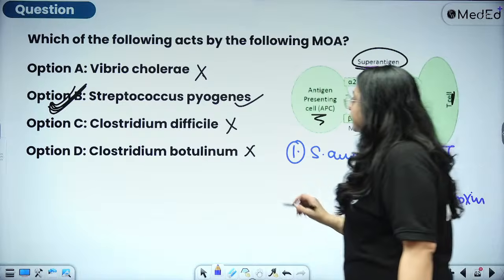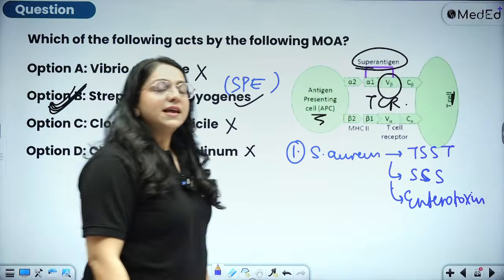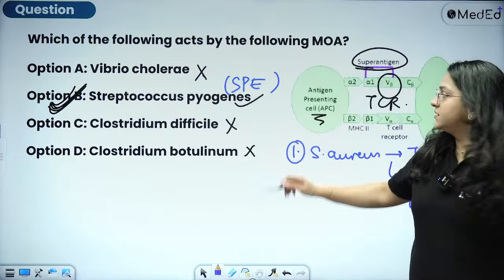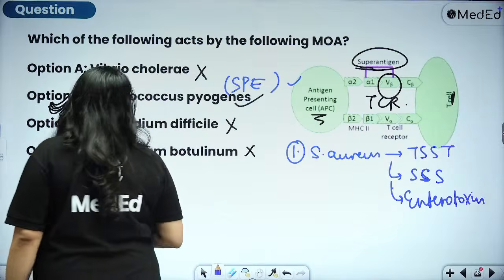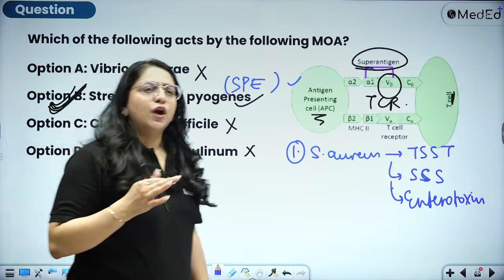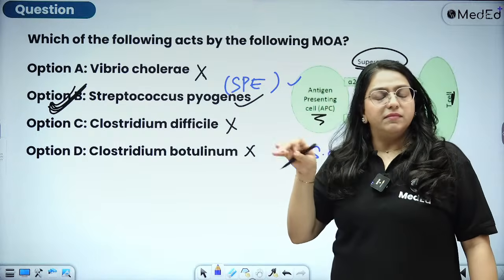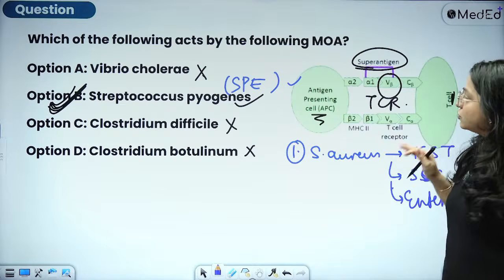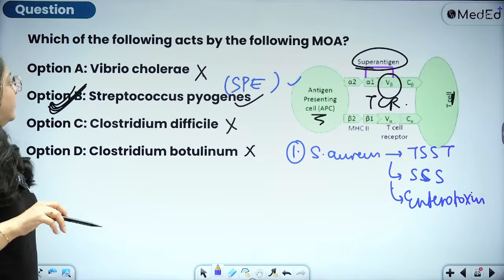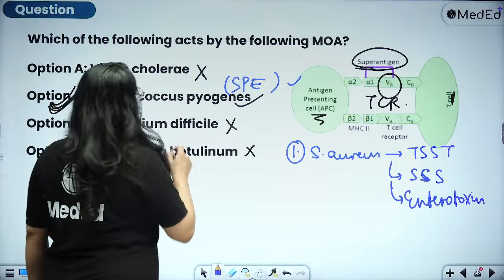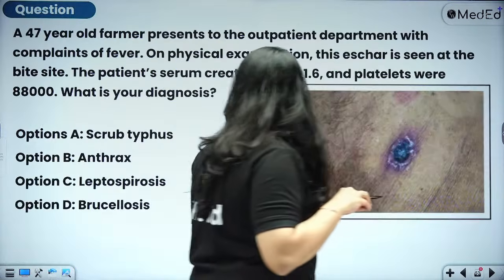What else? Streptococcal pyrogenic exotoxin A and B. They are also super antigens. What does SPE cause? Chat box. These are the two most important bacteria that you should know: Strep pyogenes and Staph aureus. What is strep pyogenes? Group A strep. Right? Fine.